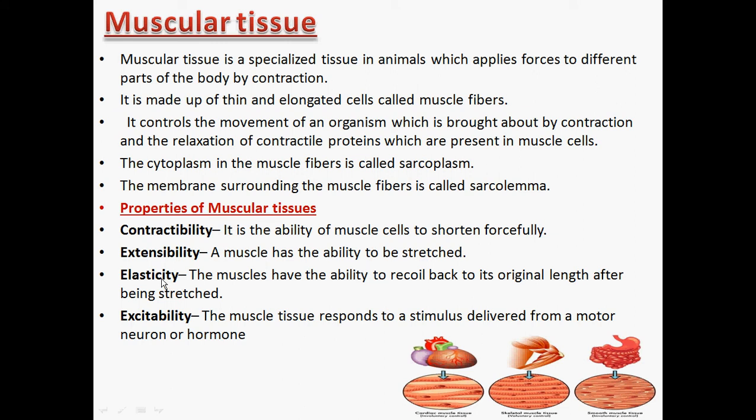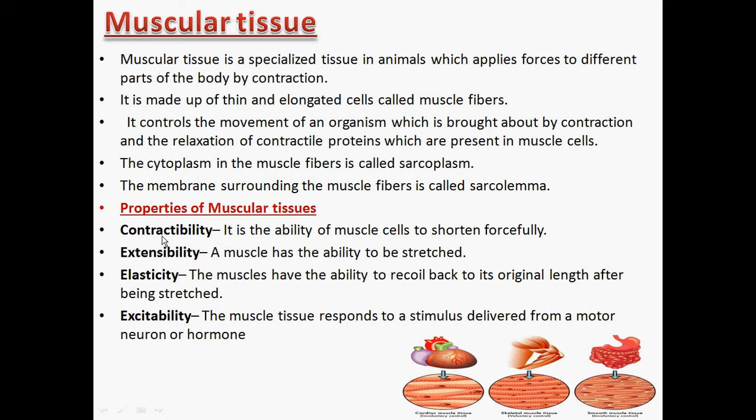Muscles also have elasticity, the ability to recoil back to their original length after being stretched. And the muscle tissues respond to a stimulus delivered from a motor neuron or a hormone. That means, suppose you touch a really hot substance, you immediately move your hands away. The heat of the hot substance was the stimulus, and immediately you take your hands away. So this excitability is possible because of the muscular tissue.